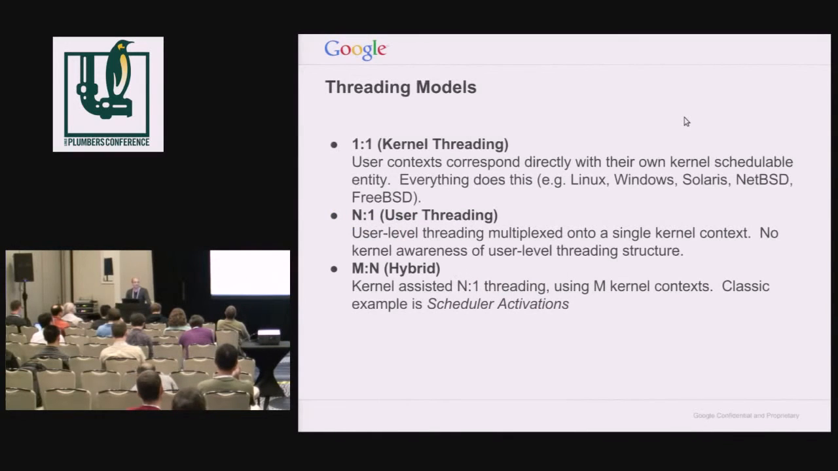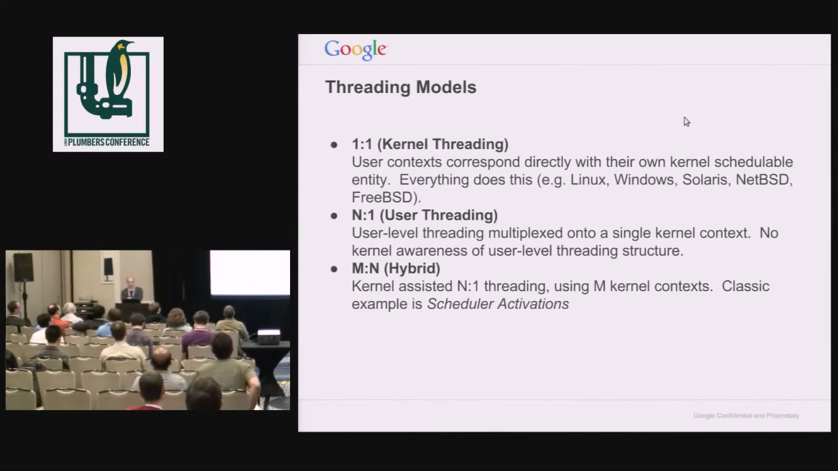When we say threading models, there's kind of three traditional models of thread you've seen over the years. The first is one-to-one, where every user thread has a corresponding kernel stack. This is actually currently pretty much ubiquitous. Everybody's doing this. This is what Linux does. This is what BSD does. This is what Solaris used to do. Windows does this. But there are some other ways of doing it.